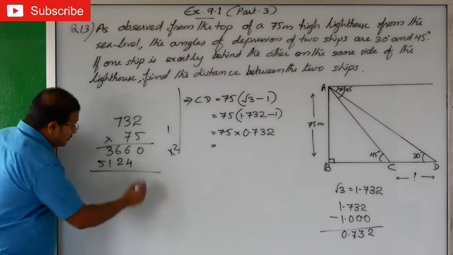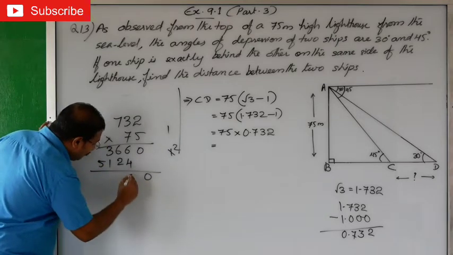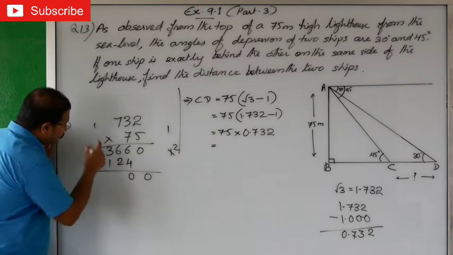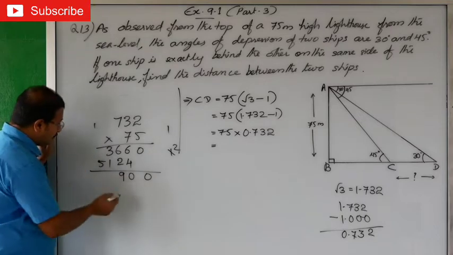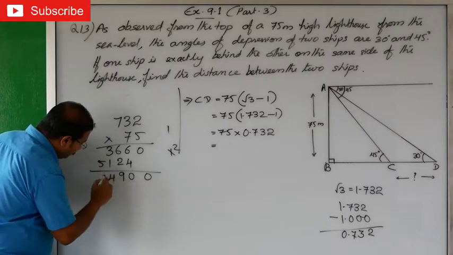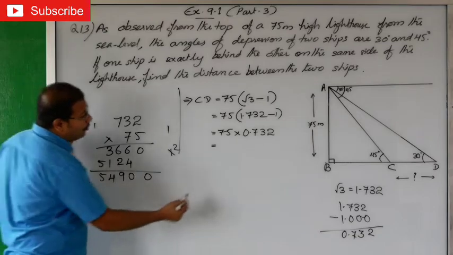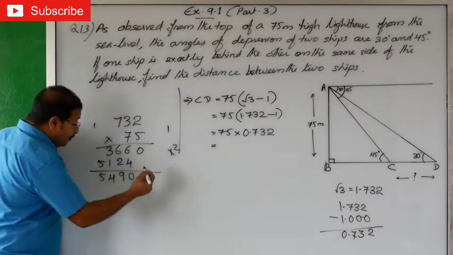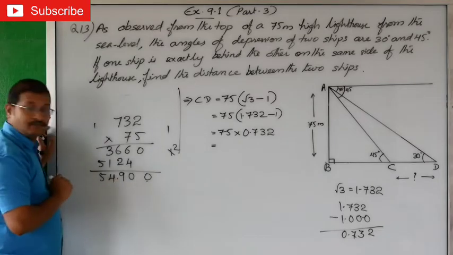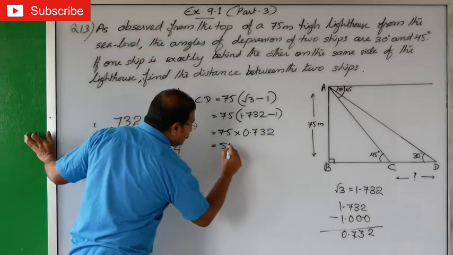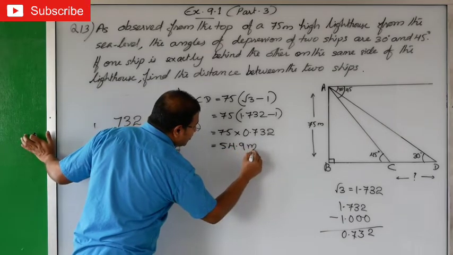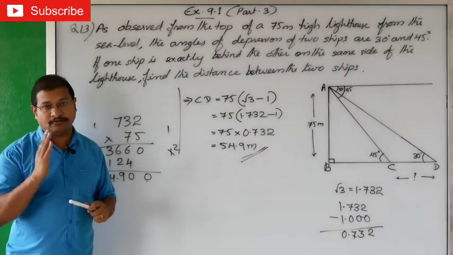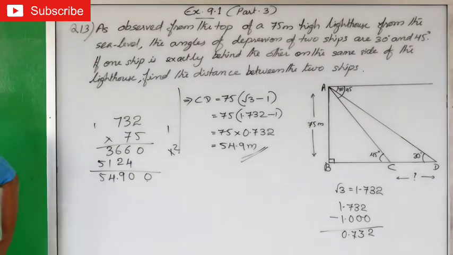Now we'll add it. So 0, 6 plus 4, 10, 1 in hand. Now 6 plus 2, 8. 8 plus 1, 9. Now 3 plus 1, 4, 5. Ready? Now how many digits are here? 1, 2, 3. From right to left, 1, 2, 3. That means we got it now, 54.9 meter. So the answer is 54.9 meter. Okay?